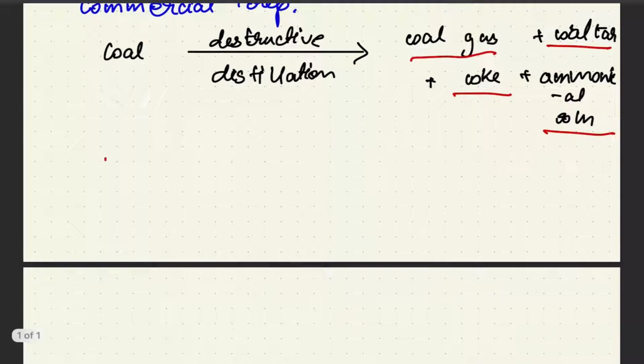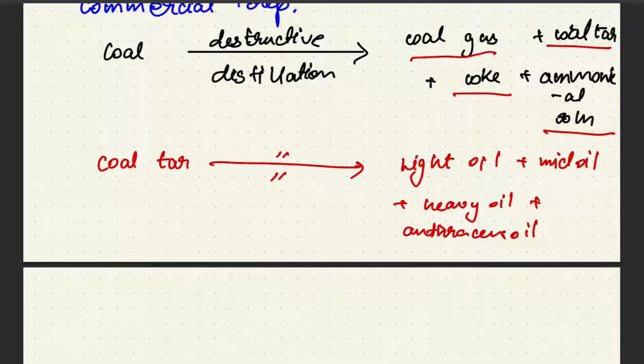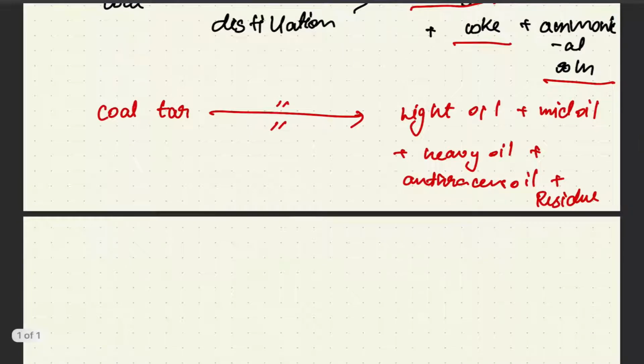And now the coal tar will be undergoing destructive distillation, and we'll be getting light oil plus mid oil, and heavy oil, and then anthracene oil, and some residue which we wouldn't care about. And now among these products, we use light oil.